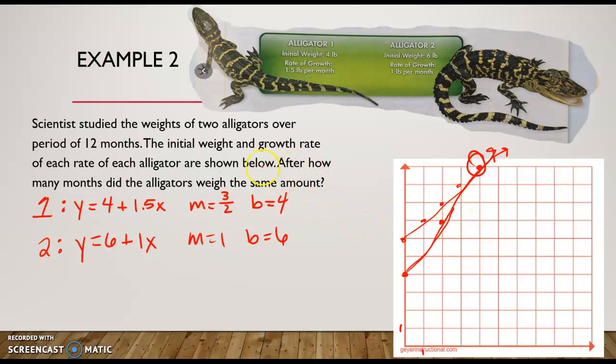And then the question is, after how many months? So our months is our x value, right? This is our x value. So I just need to know, I follow my line down. What's my x value here? 1, 2, 3, 4. And so it will take about 4 months. And then they'll be the same weight.